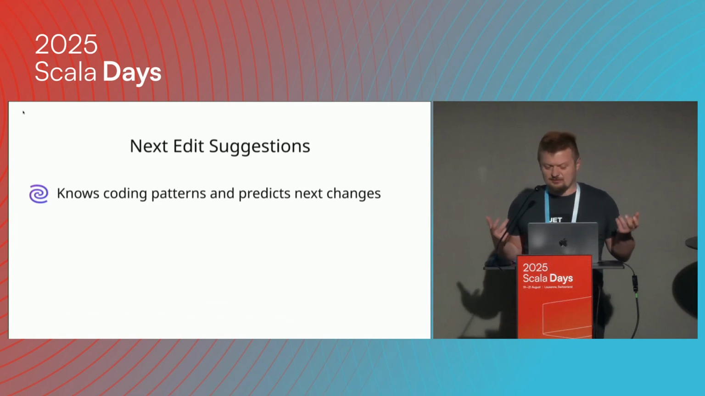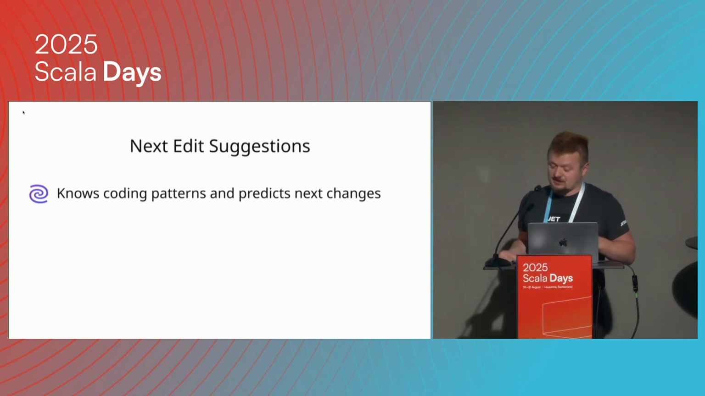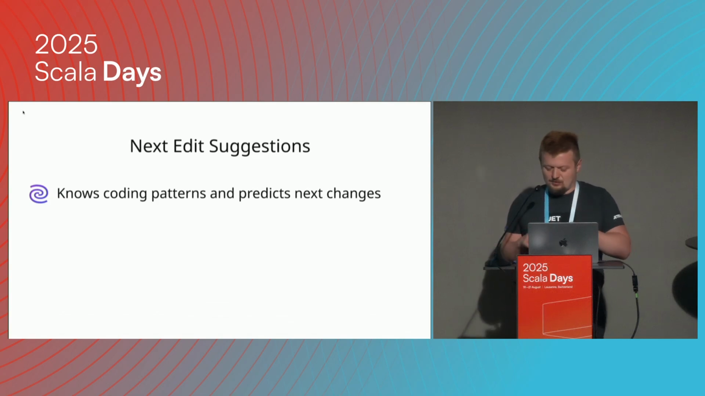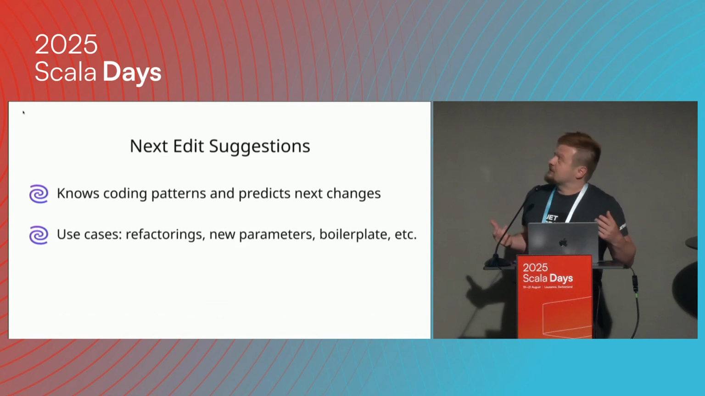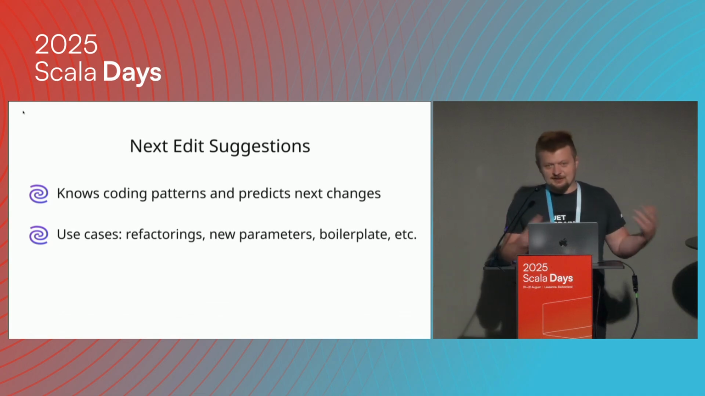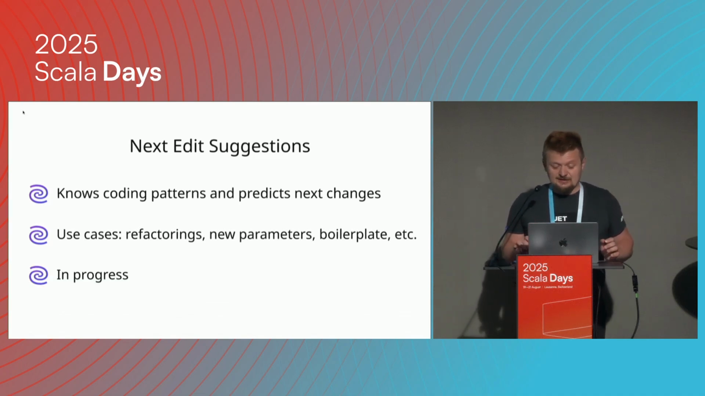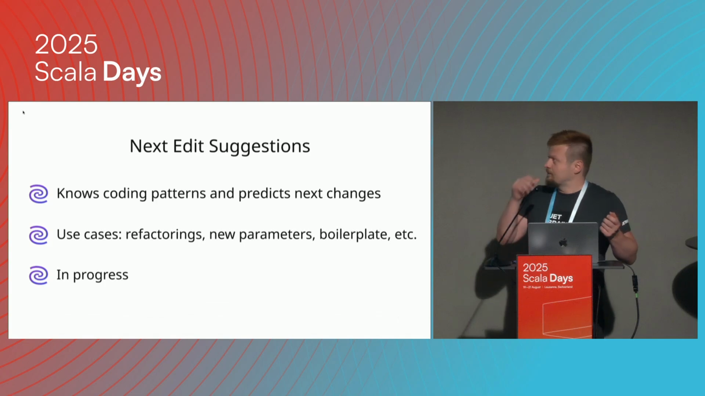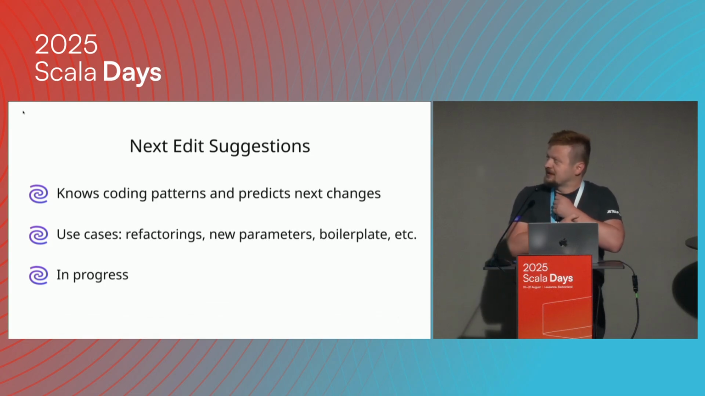to know some coding patterns, and it can predict next changes when we work, and you probably work on some code that is kind of boilerplate. It doesn't need much creativity. This is very useful for refactorings, adding new parameters, and so on. It's still a work in progress. Maybe it will be added in the next release. We don't know yet.